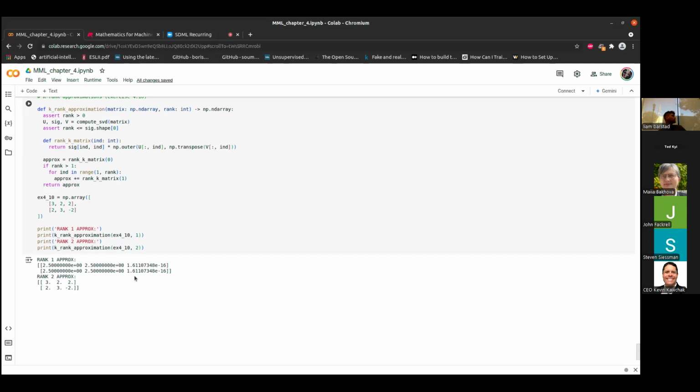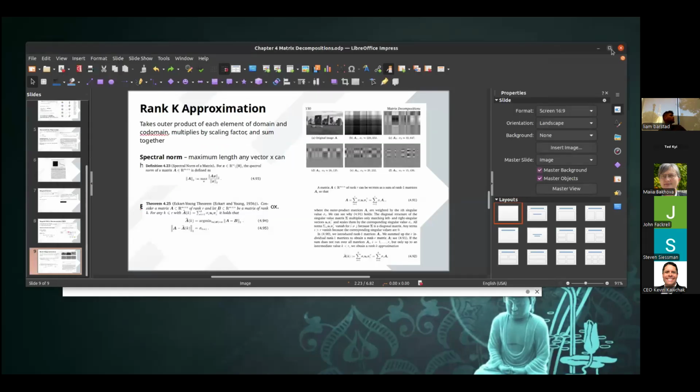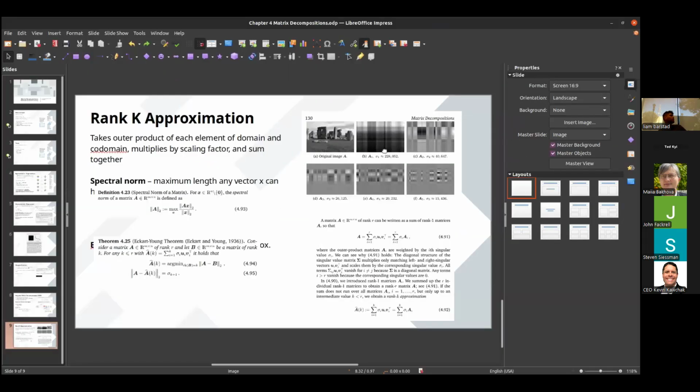Does anyone have anything else to add to rank K approximations? One thing I'm actually kind of curious about is in production. I know that there are some people in here with experience who are currently working in computer vision, and I'm curious at what point in the pipeline this happens, or when this is useful. An open question. Kind of curious about that.